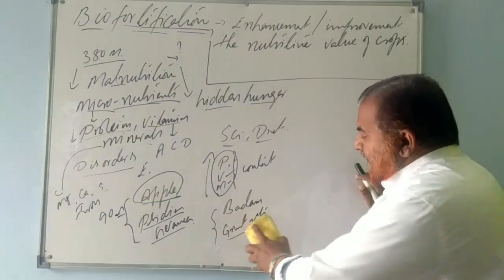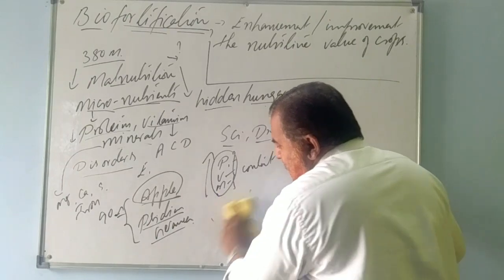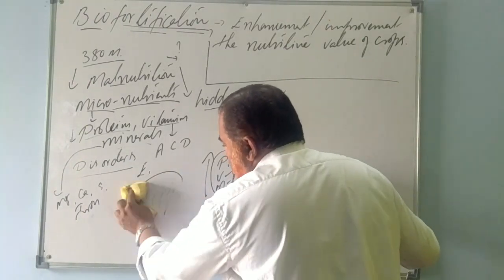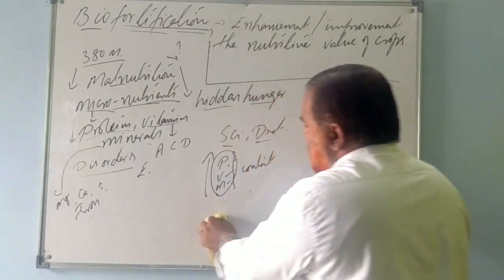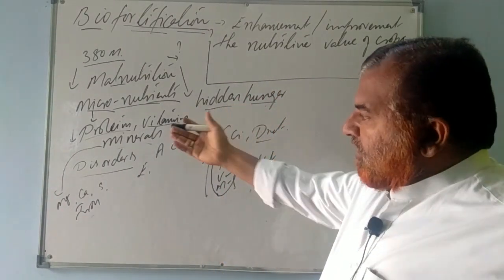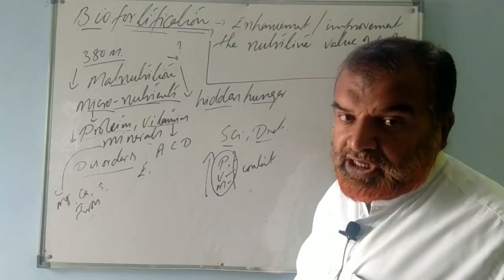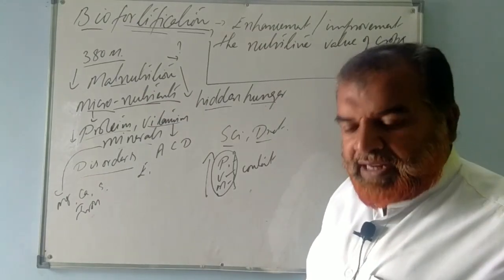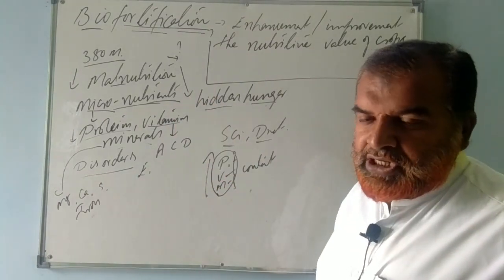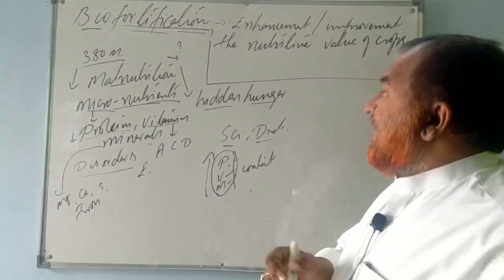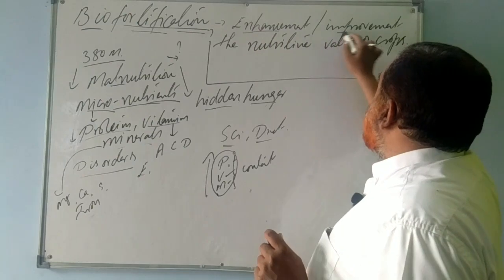So with this concept, the scientists and dietitians thought, why can't we increase the nutritive value of some of the normal commodities, food crops, so that the poor people who are suffering from these deficiencies also get their balanced diet. They should also get their micronutrients. So, enhancement of nutritive value.